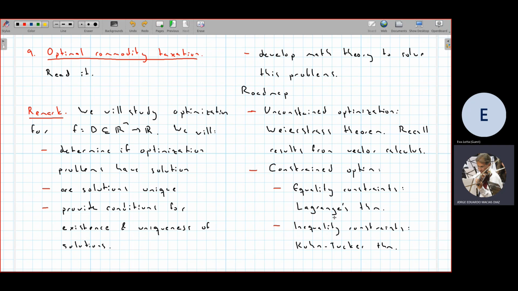Okay, so this is what we are going to do. The problems that we mentioned today will be some problems that will appear eventually in some of the applications. But the most important things are still to come. So starting next week, I'm going to start to talk about unconstrained optimization and then constrained optimization.